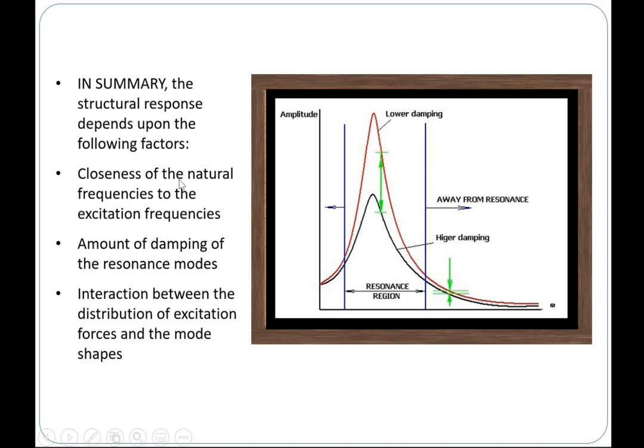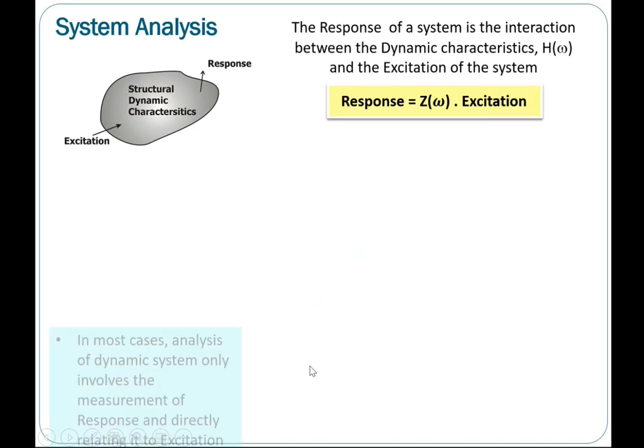To know these three factors, you need to know three parameters related to machinery dynamic behavior. That is what we call the natural frequencies, the modal damping, and the mode shapes, all corresponding to each of these particular peaks. All right.